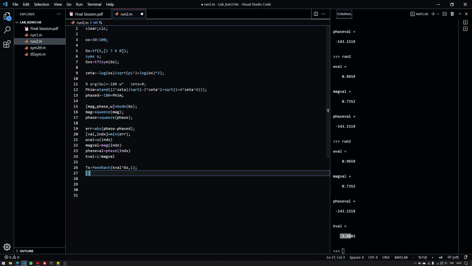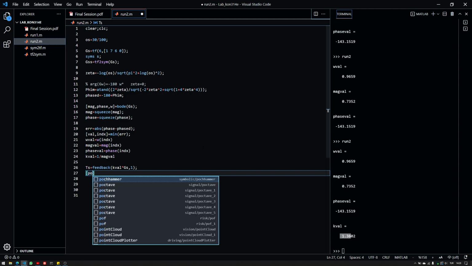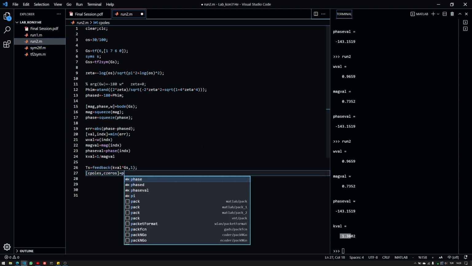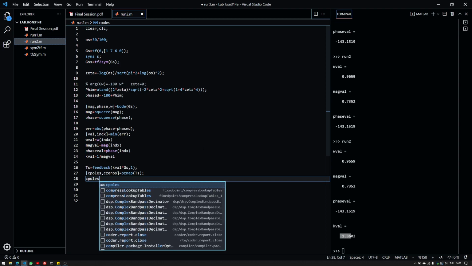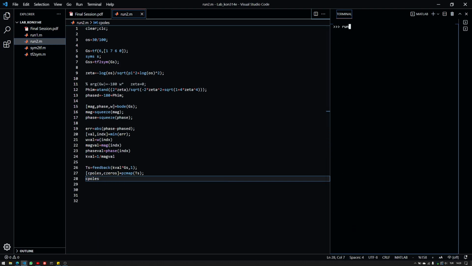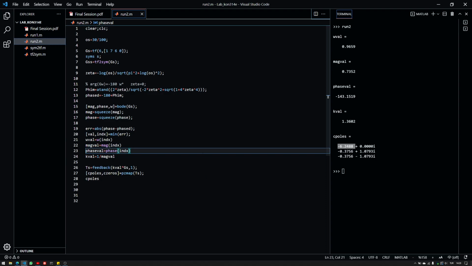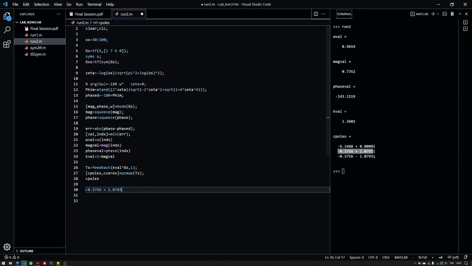Now, we can use poles and zeros. pzmap, C poles and C zeros, let's say. And then pzmap, and then T(s). And we need the poles here. So here we have a pair, and there's a real pole, of course, because if you remember the root locus, two of them were complex conjugates and were moving to the imaginary axis, and the other one was moving on the real axis to the left. So the zeta value or the corresponding overshoot would be found by calculating this.